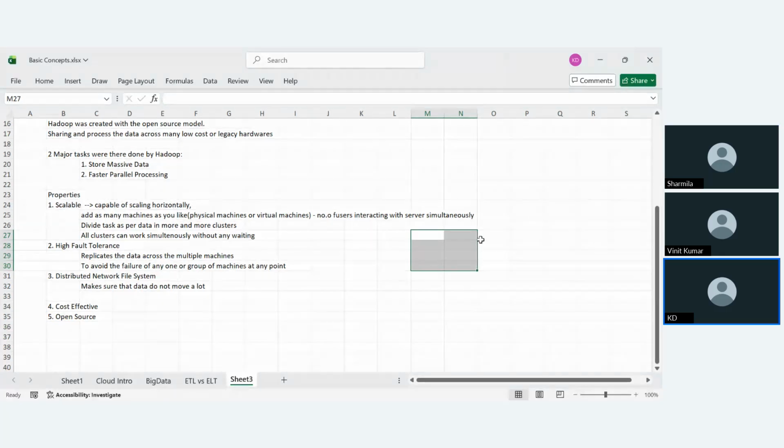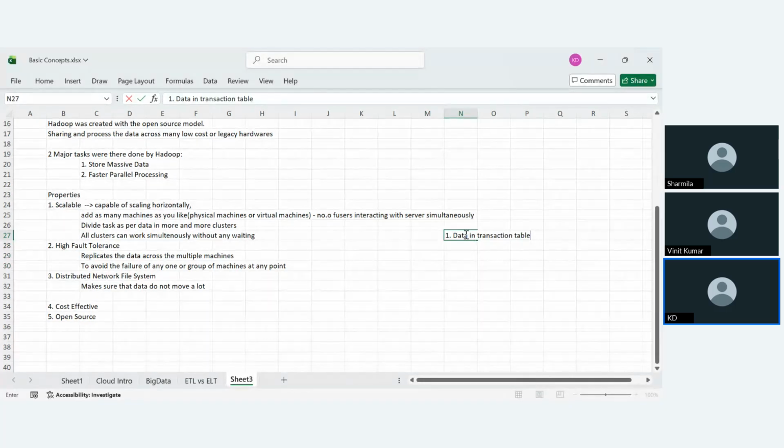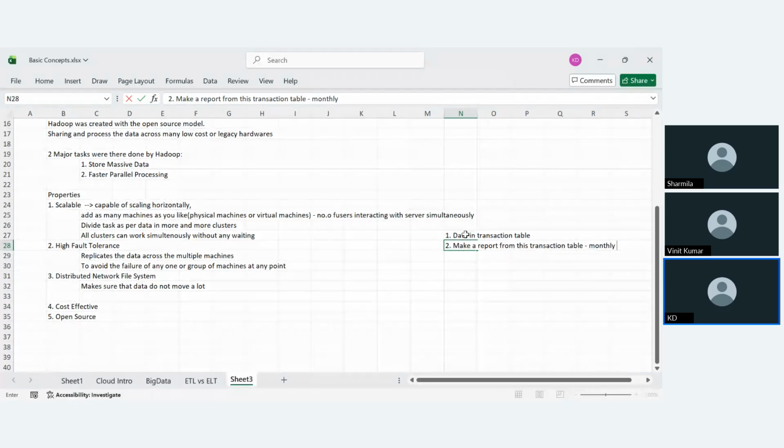So one way is that you have data in a transaction table. Now what you have to do is make a report from this transaction table. Let's say this report contains the monthly GDP of the city. Daily transactions are happening in this table, and you want to know the monthly GDP of this city.